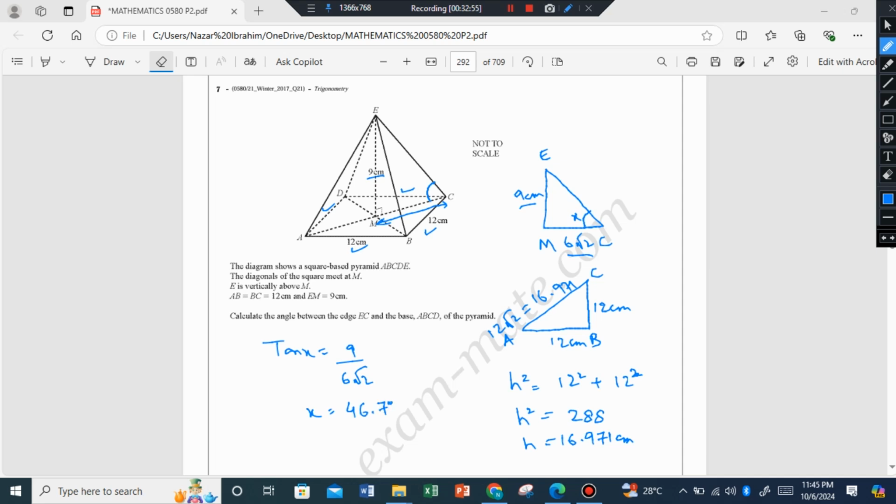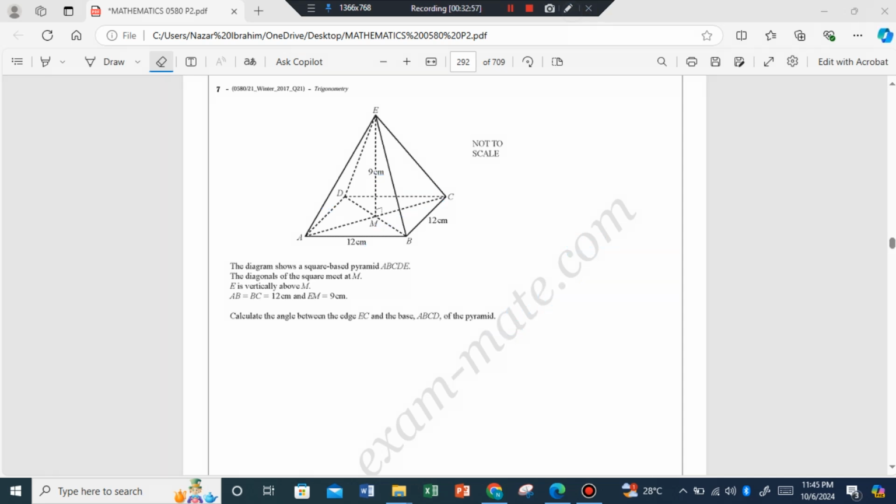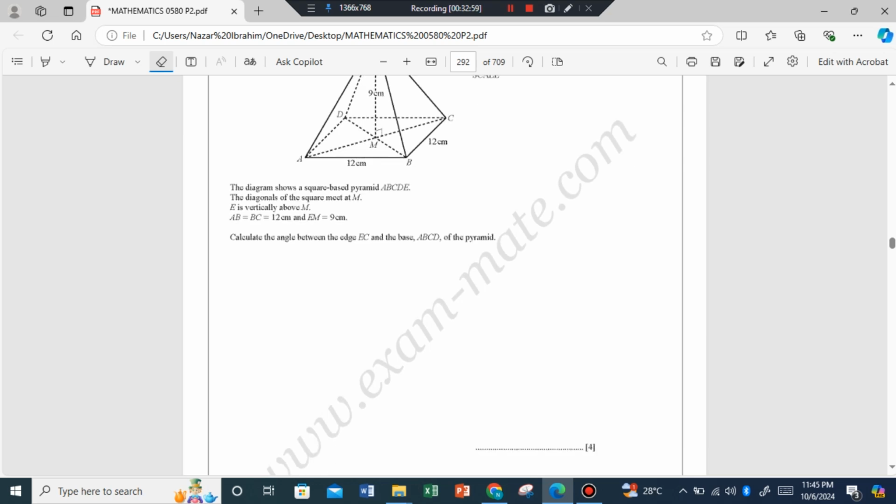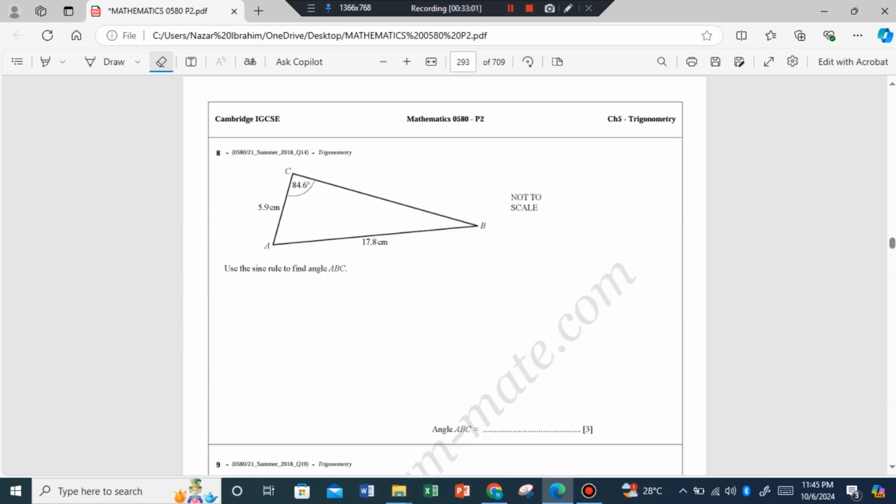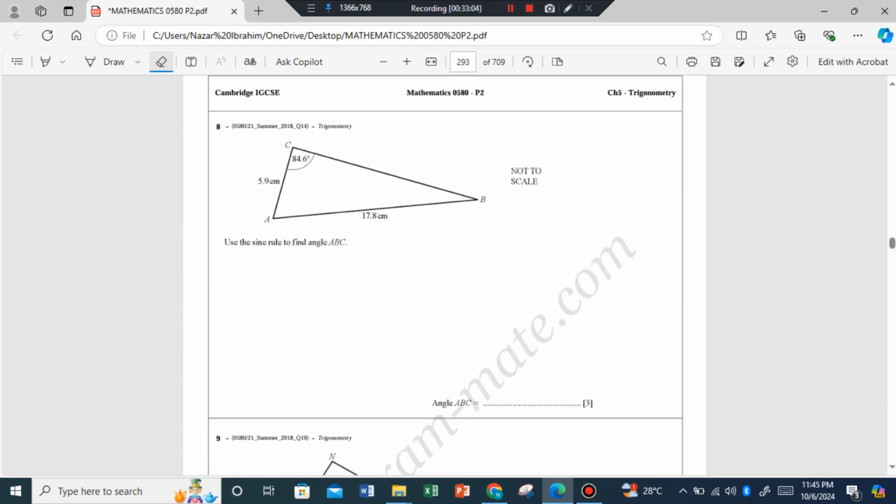46.7 degree. Clear? Moving towards question number 8. Again, we can see a similar type of question having one angle and two sides known, and the question itself is asking you to solve it by sine, right?